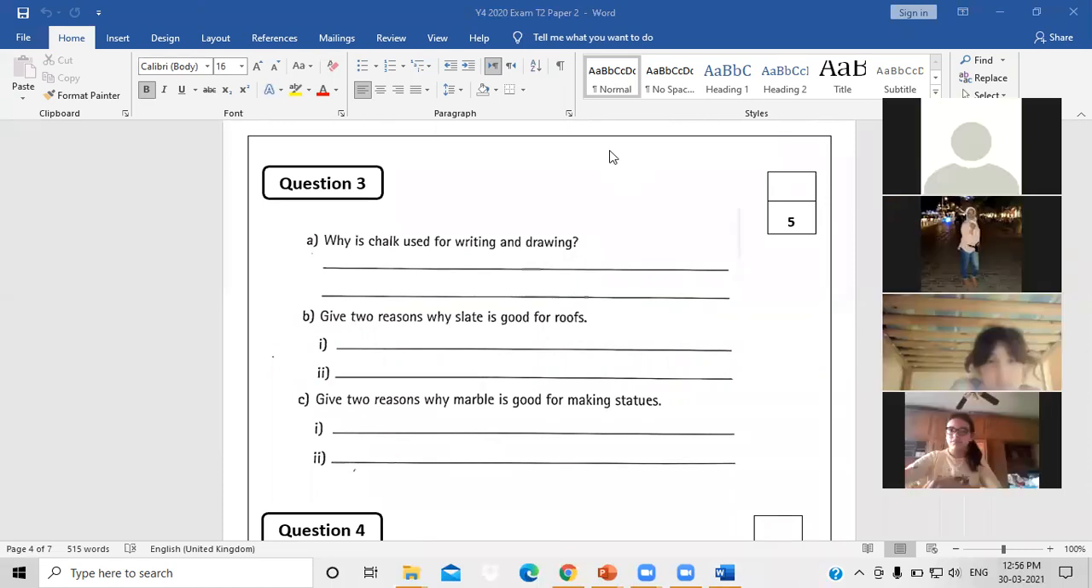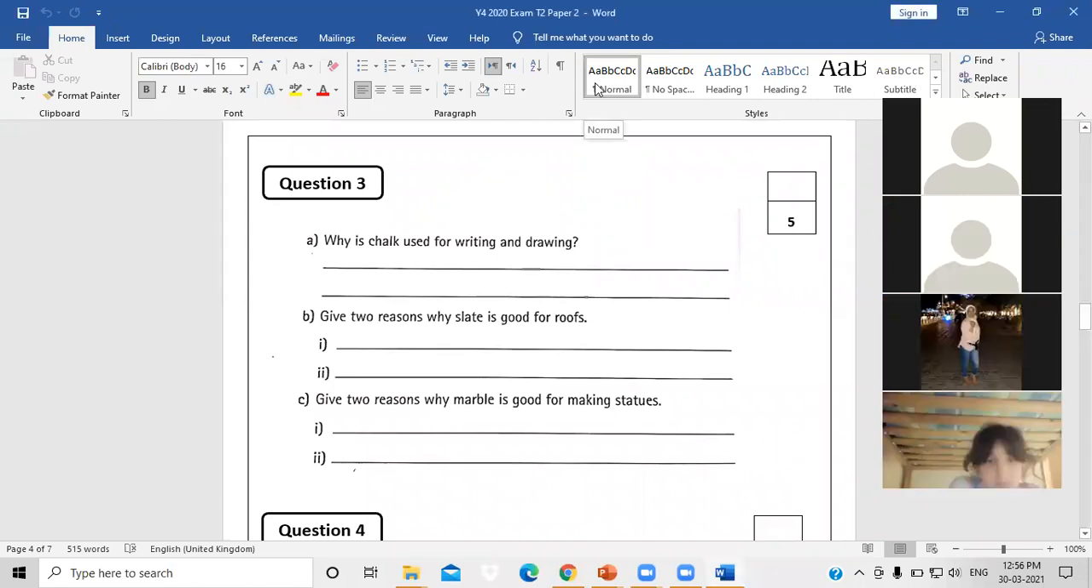All right, guys. So question 3 says, why is chalk used for writing and drawing? Yes, Mira, do you want to answer or do you have a question? I have a question. Yes, Mira.